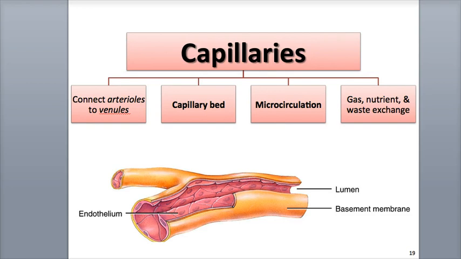The microscopic thin-walled capillaries are the smallest blood vessels, numbering around 20 billion, and form elaborate interwoven networks of vessels among the body's tissues and cells. They branch extensively and have a vast amount of surface area, which enhances their functions of gas, nutrient, and waste exchange between the blood and the interstitial fluid. The capillaries are also known as exchange vessels due to this primary function.